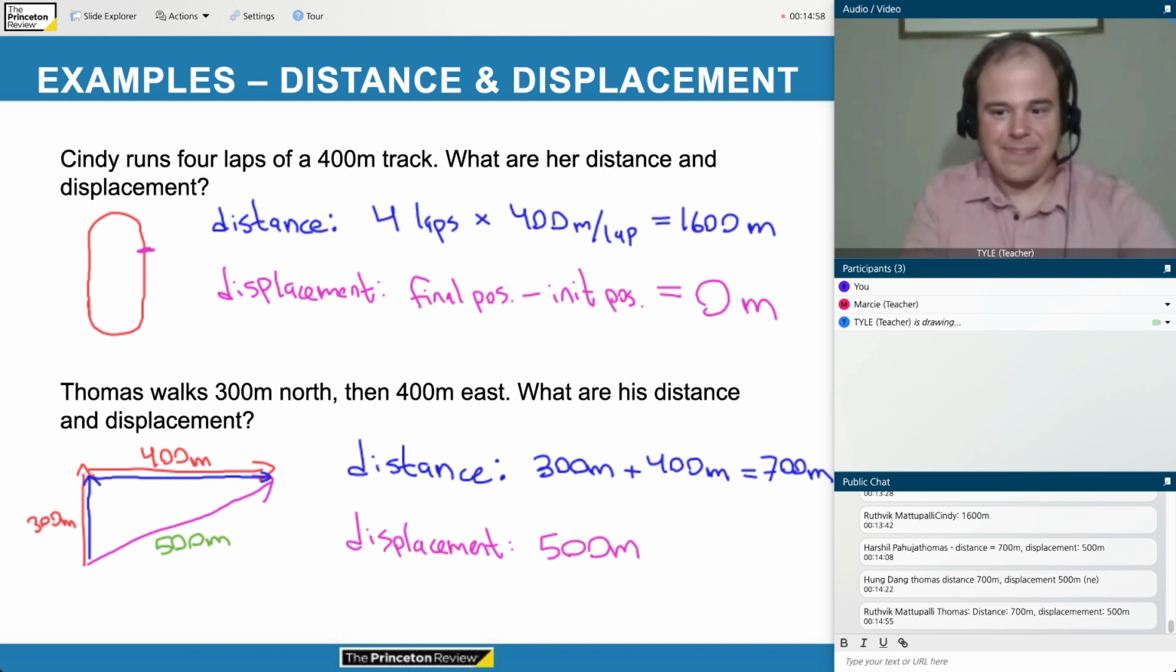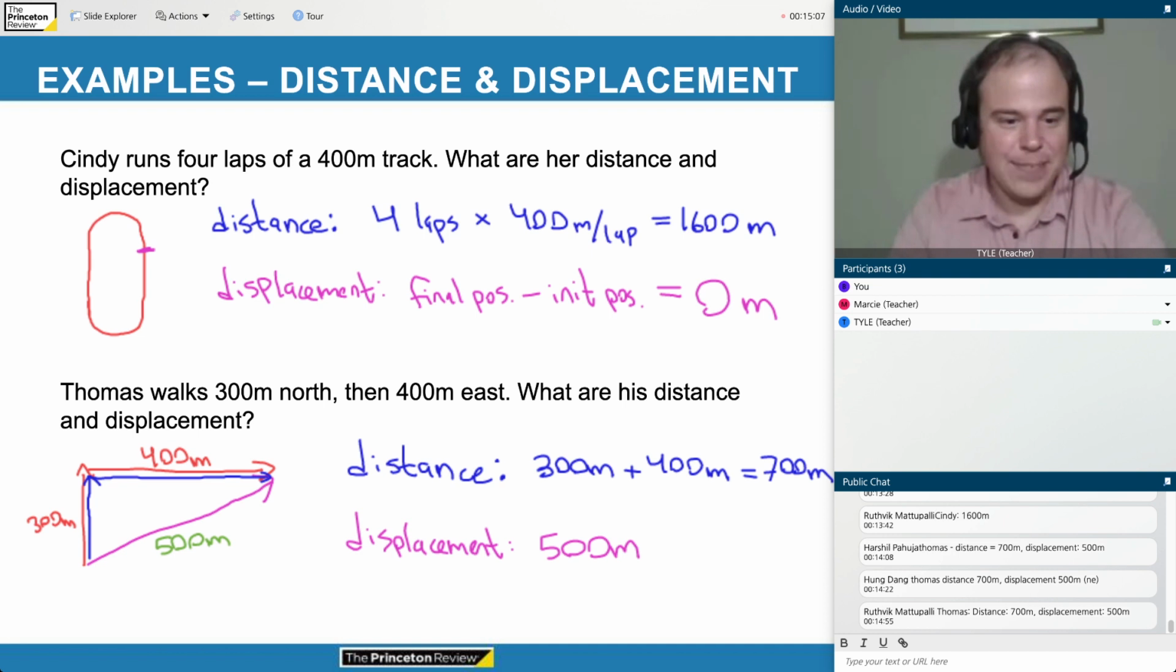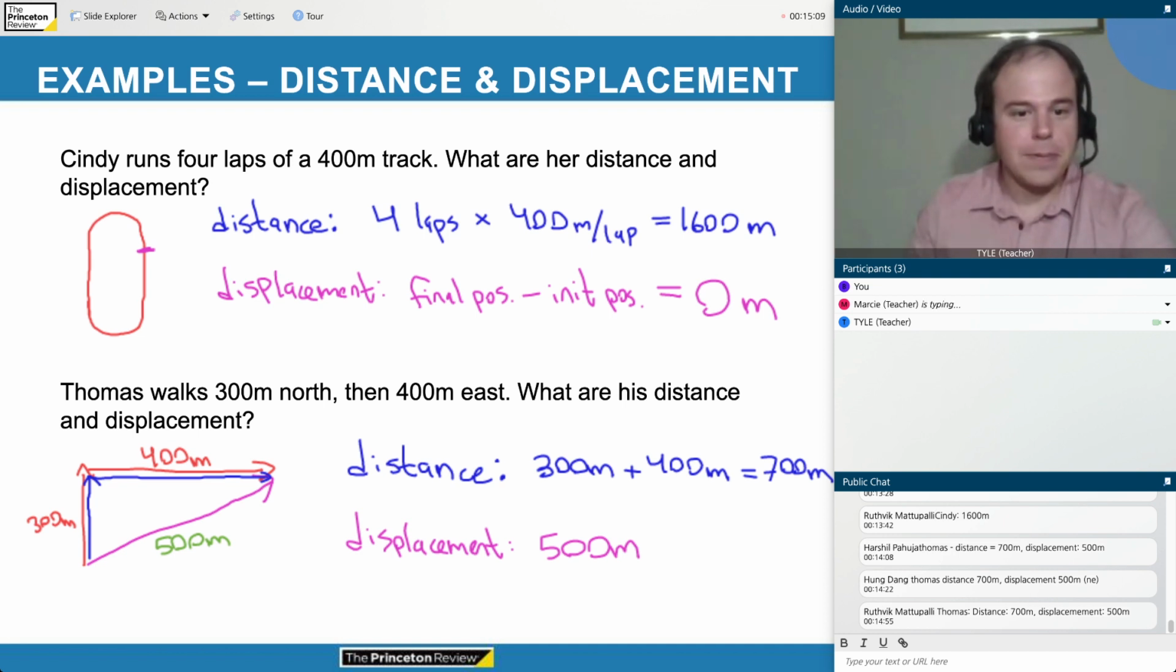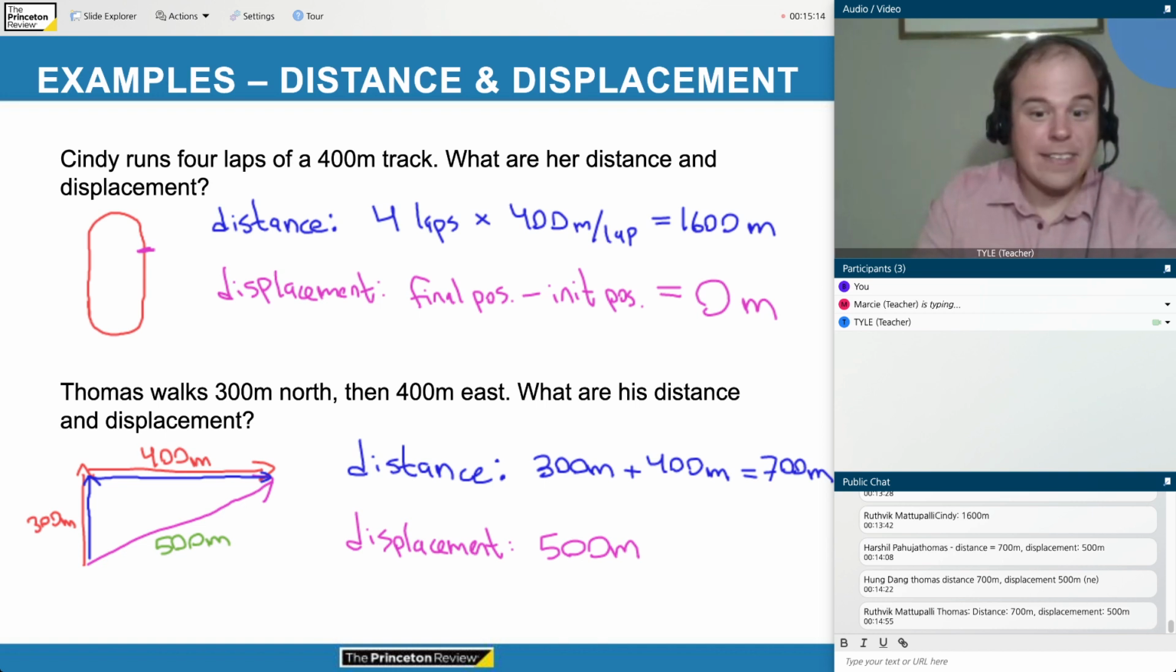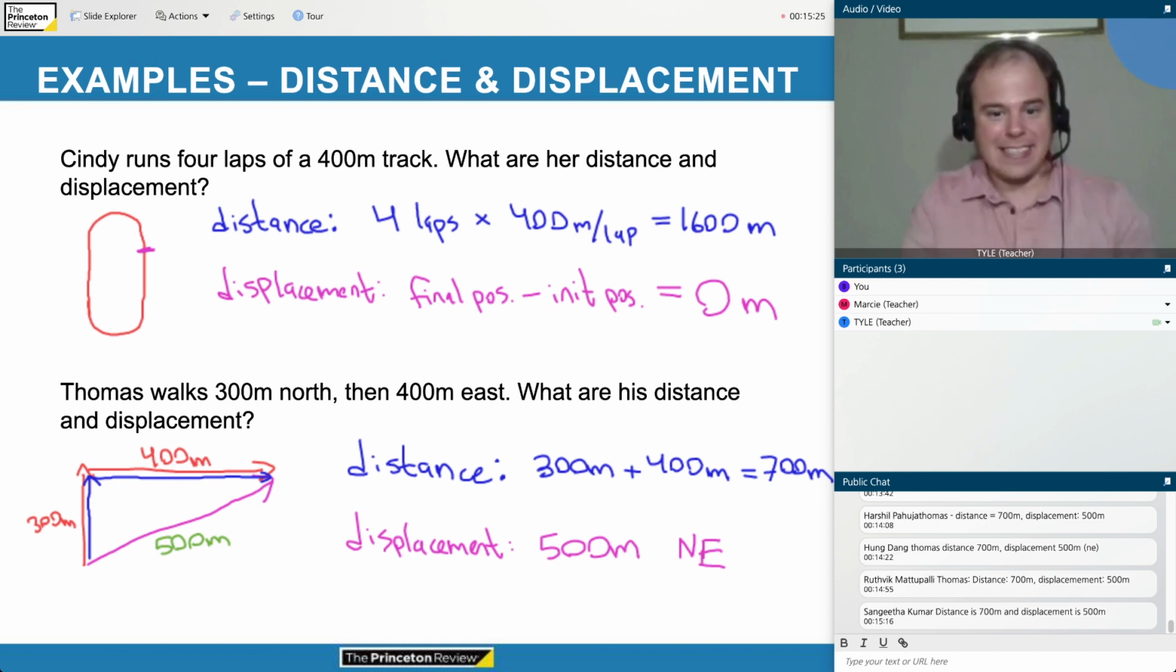500 meters. All right, and lots of people in the chat are saying 500 meters, but is that the full answer for the displacement, or is something missing? What's missing? It's 500 meters, that's right. But it's 500 meters to the northeast. Okay, good. So we need to say which direction Thomas is walking in to fully specify what the displacement is. So we could say it's 500 meters to the north and to the east, right? We need to say which direction.